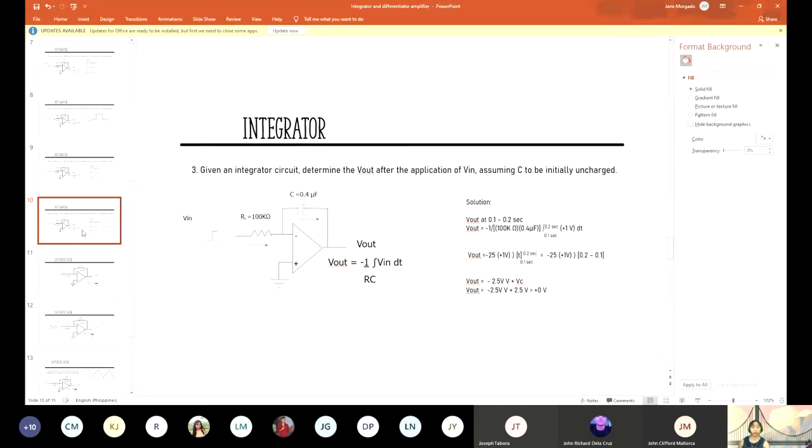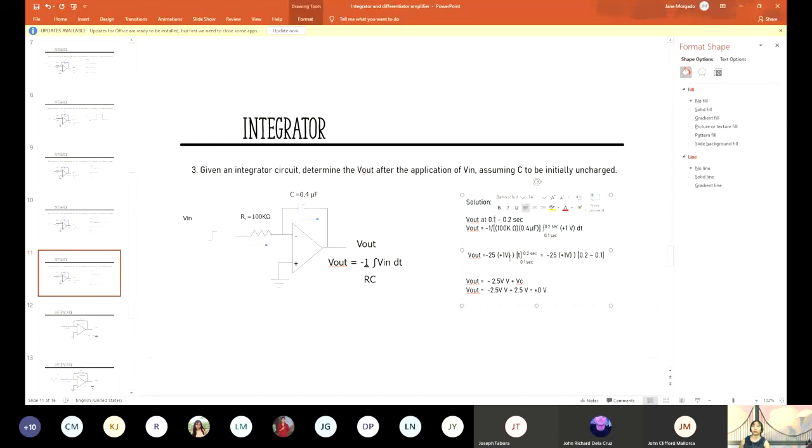So we'll just copy this, duplicate. At this time we have 0.2 to 0.3. Okay, so 0.3. Can you follow, class? Yes. Okay.